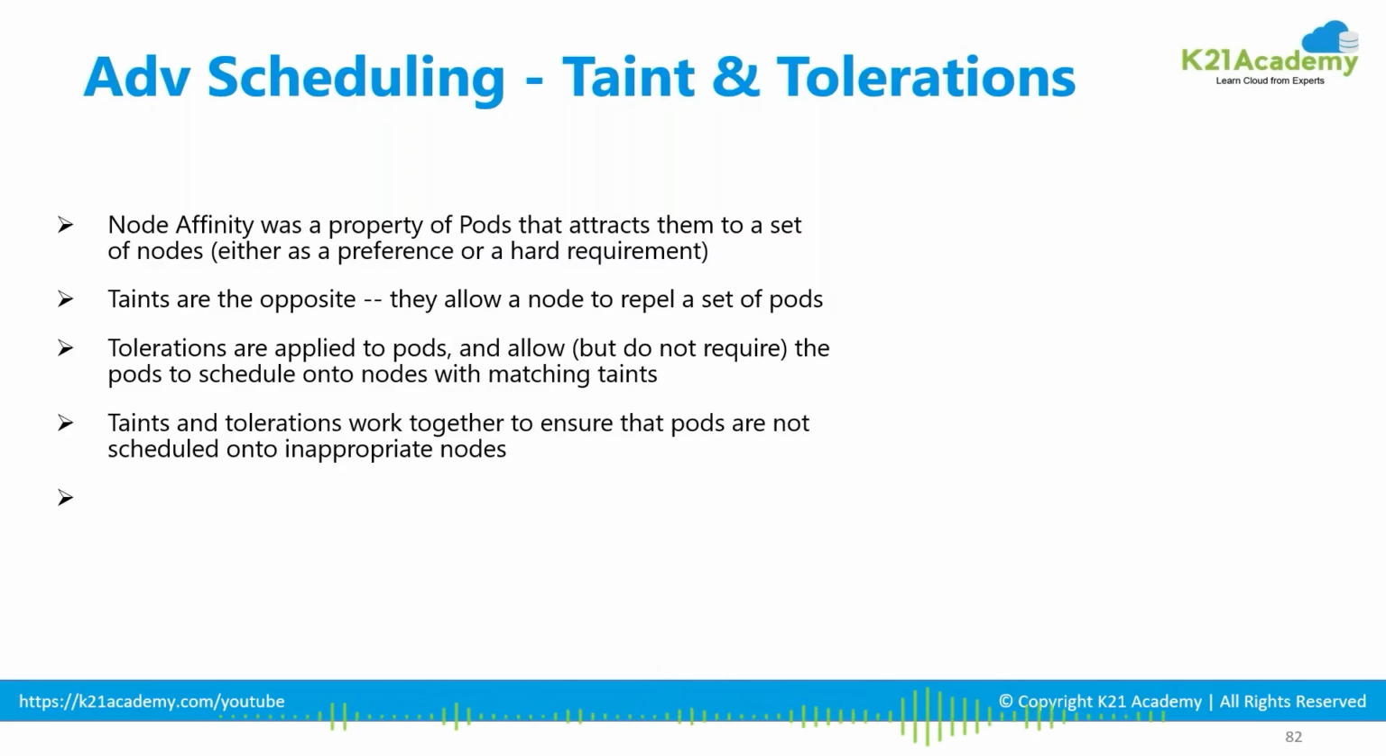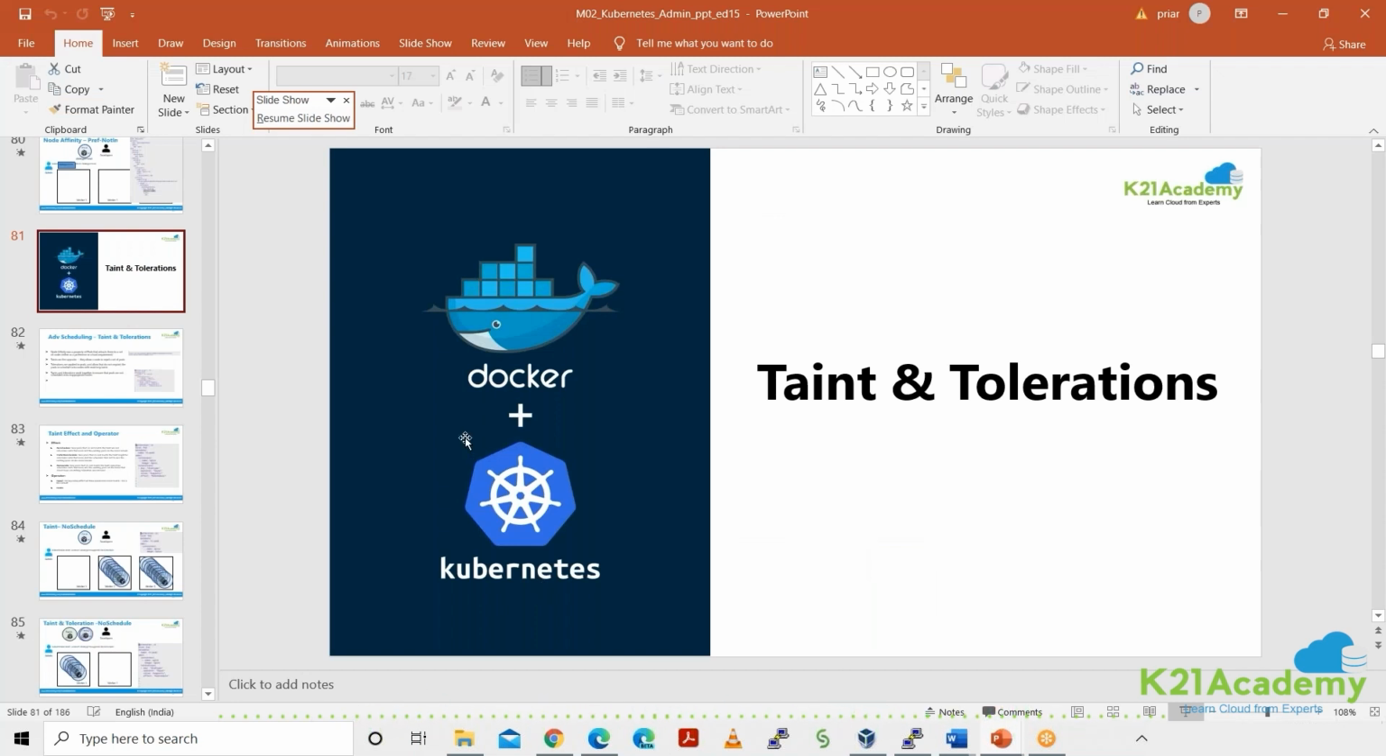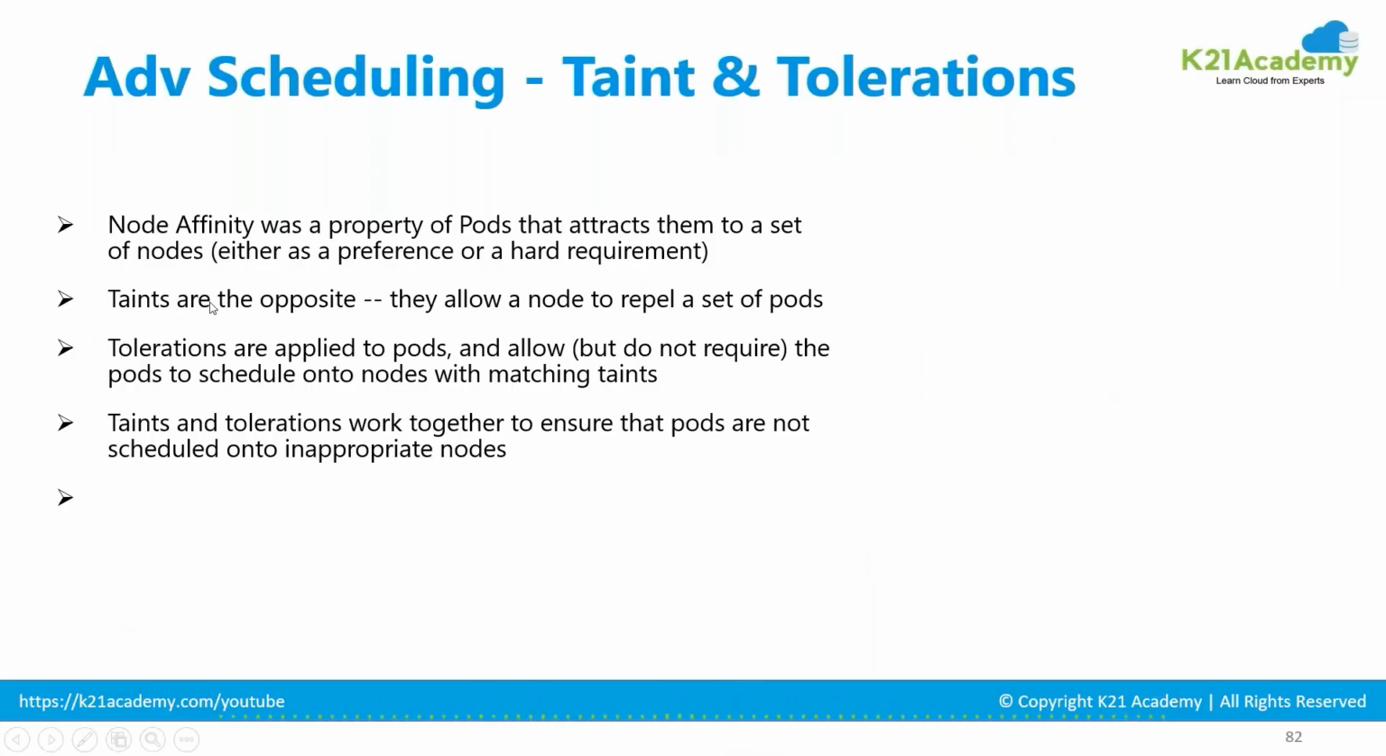So what are taints and tolerations? Node affinity is a property of pods that attracts them to a set of nodes. We have seen this as a preferred way or hard requirement. That is node affinity. But taints are exactly the opposite of node affinity, right? They allow a node to repel a set of pods. If you don't want to put pods on a specific worker node, you can taint it, right? So that is the meaning of it. Taints are the opposite. They allow a node to repel a set of pods.